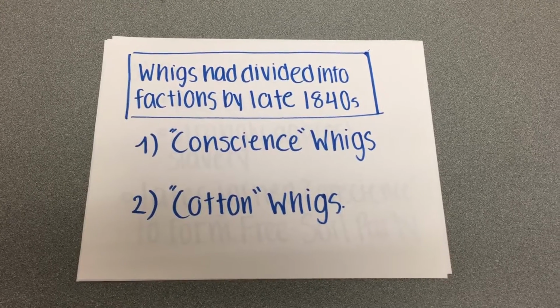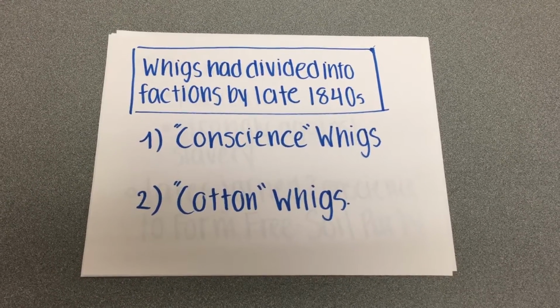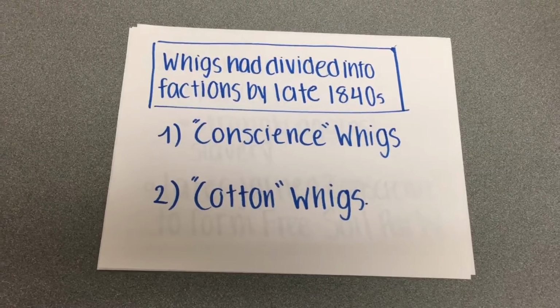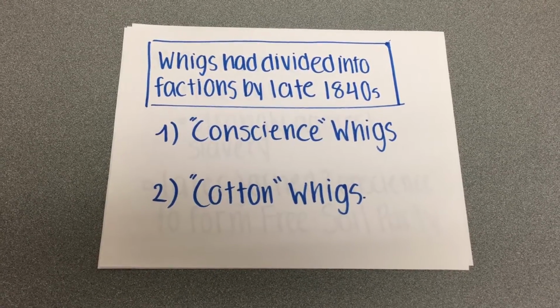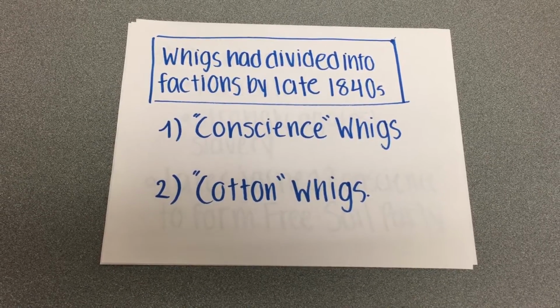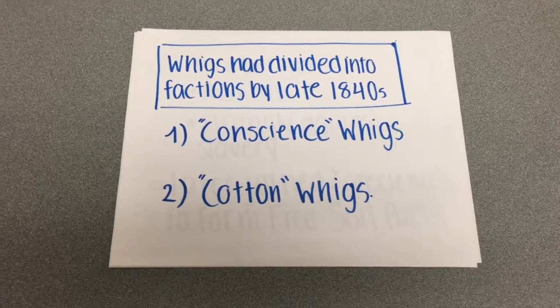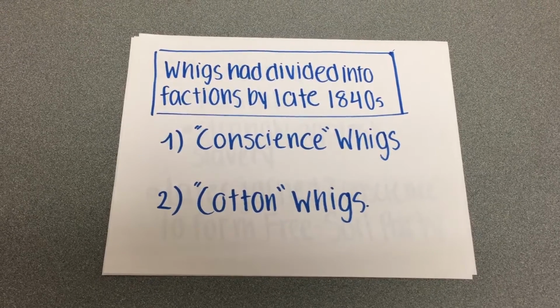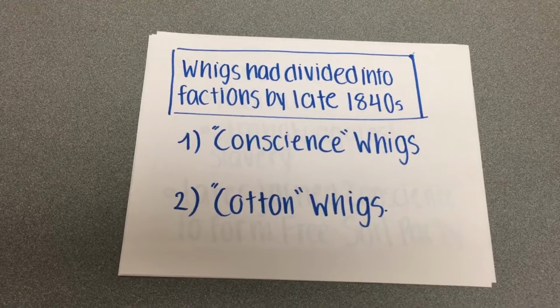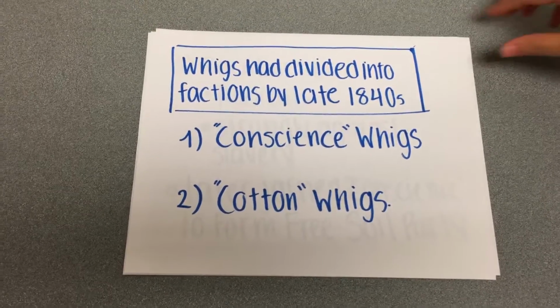The Conscience Whigs were the Whigs from the northern states who held the moral divide over slavery and were in favor of ending the practice. At the same time, they were in favor of reconciliation with the Cotton Whigs and wanted to keep the party by de-emphasizing the argument over slavery. The Cotton Whigs were members from the South who were pro-slavery as they relied on slaves to work in plantations.